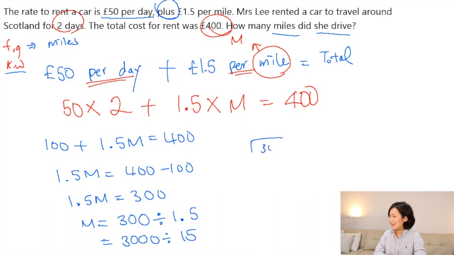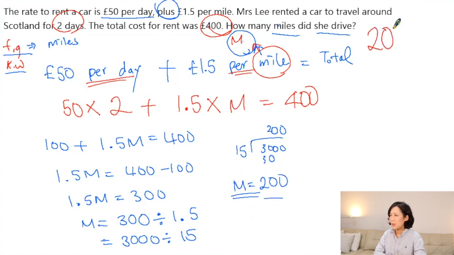You remember, right? So now let's see. You cannot divide by the decimal number. So 3000 divided by 15 gives you 200. So m is 200. Ask yourself the question, what was m? m is a mile. Then what's our final goal? Final goal is finding how many miles? So 200 miles. So she drove 200 miles.